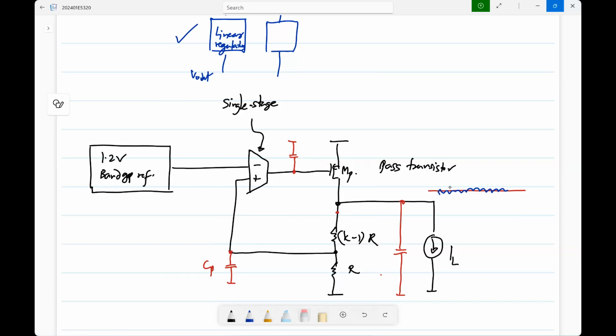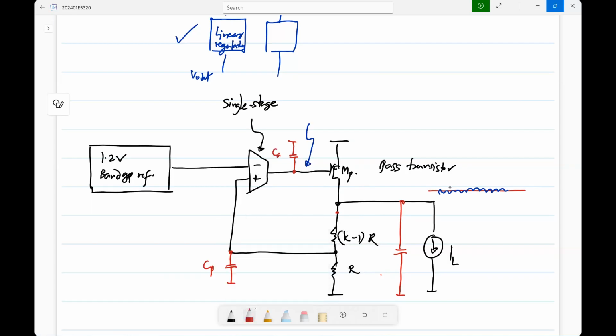If you have it like this, the way I have it looks like there are, and we have a large value of R, right, to minimize the current wasted in this. So looks like you have, what will be the sort of pole associated with this node?